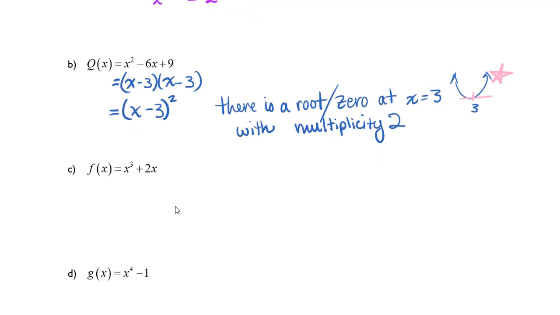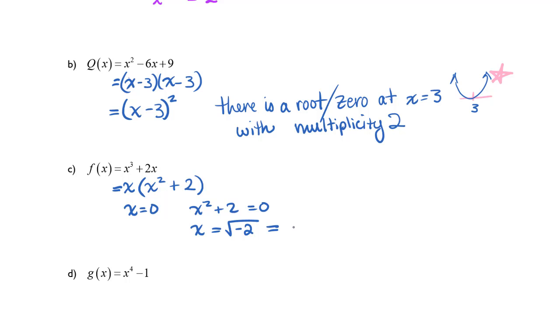Let's look at example C. F of x equals x cubed plus 2x. Well, I see that I can factor an x out. That will give me an x squared plus 2 inside parentheses and an x outside. If I set each one of these factors equal to 0, I will have x equals 0 and x squared plus 2 equals 0. If I solve for x, I will get x equals the square root of negative 2, which is equivalent to i root 2.